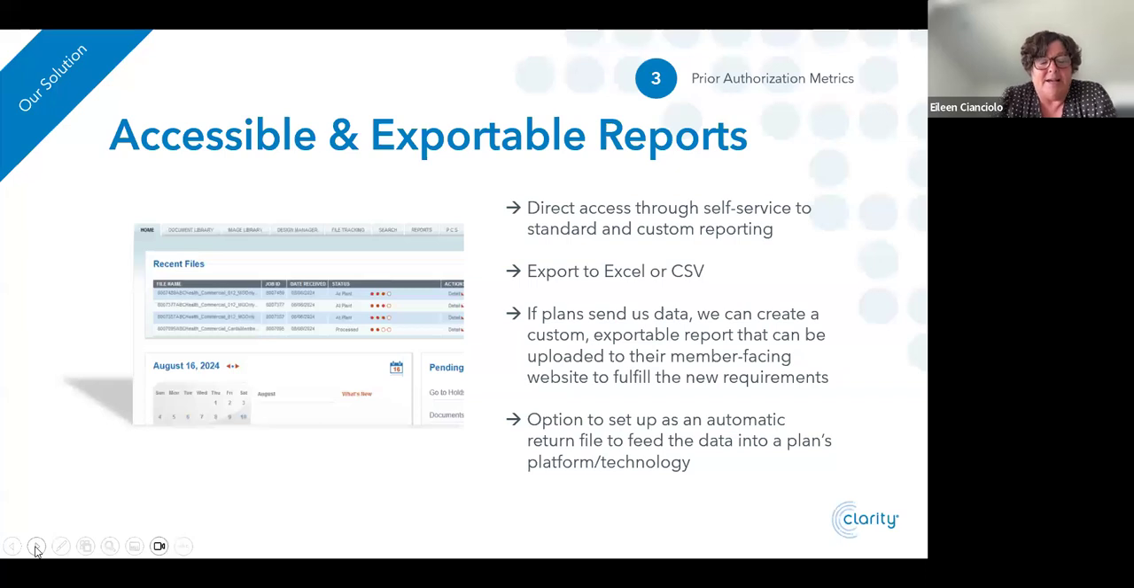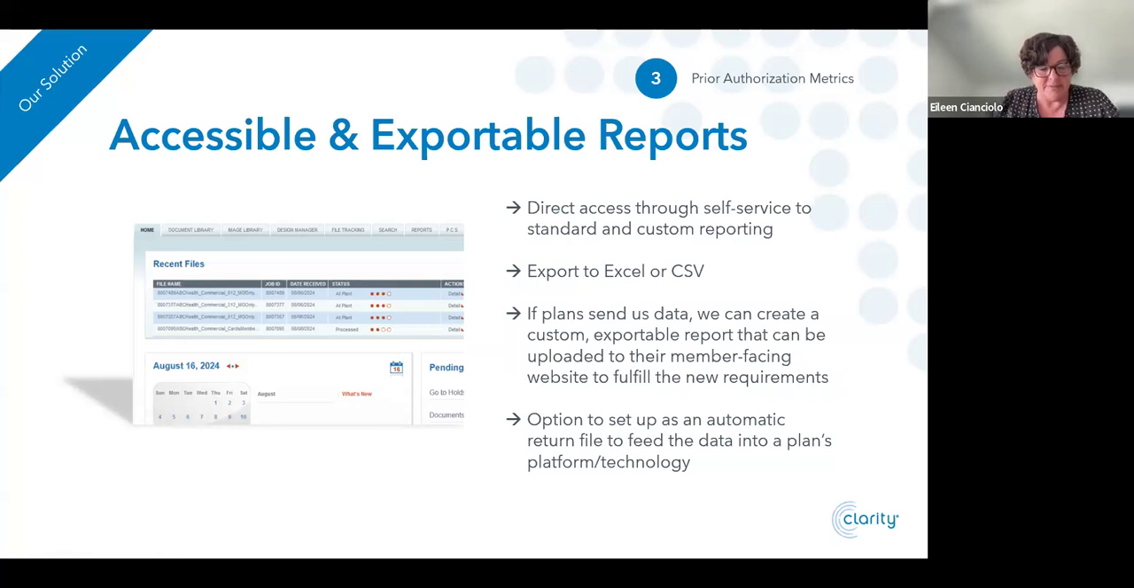Another key is obviously going to be reporting and being able to have access to the data. Any data that we receive, we can provide back through self-service reporting. We can configure reports based upon your needs. They can be exportable to Excel or CSV. So whatever data we have, we can help to support that.